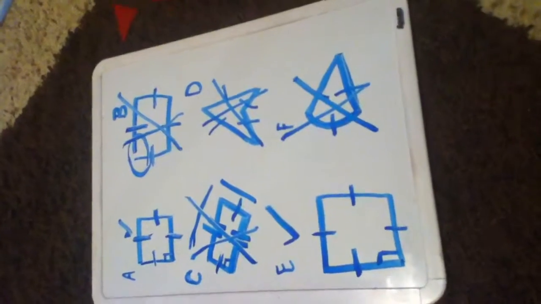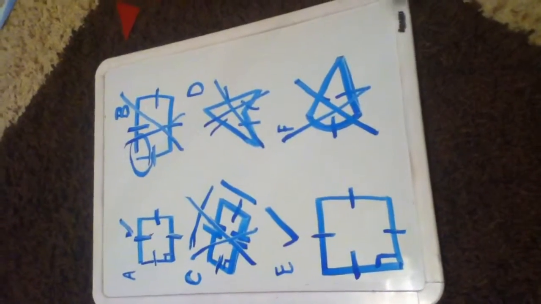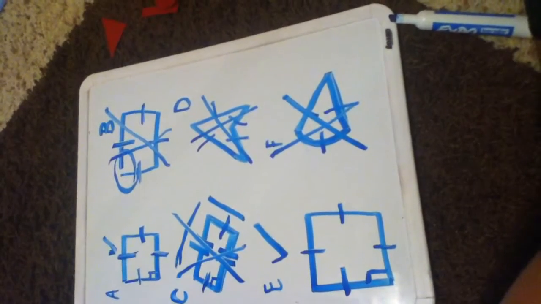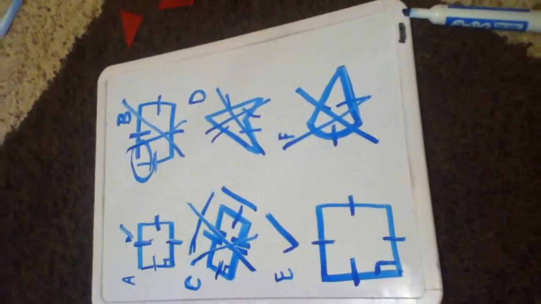So good. This lesson shows again level 1 of Van Hiele's levels of geometric thought.